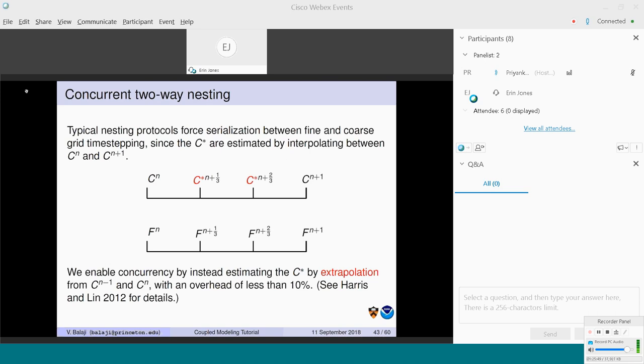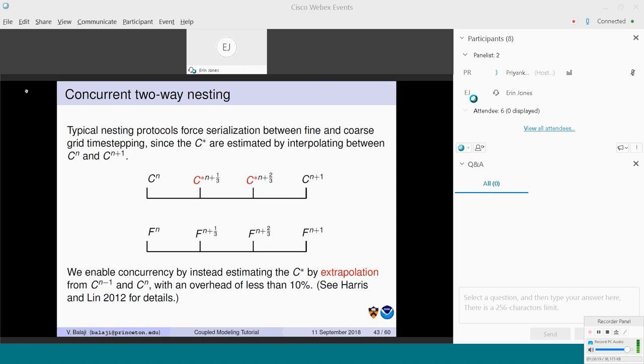Normally, it's done in normal coupled models by interpolating between Cn and Cn plus 1. In order to do that, what has to happen is that both models stop, Cn executes forward, and then you interpolate these two values, and then you supply the boundary condition again before the fine model can go, then it has to communicate back. So each time the coarse model has to wait for the fine and the fine model has to wait for the coarse. So this is not sustainable. We want them to run concurrently.